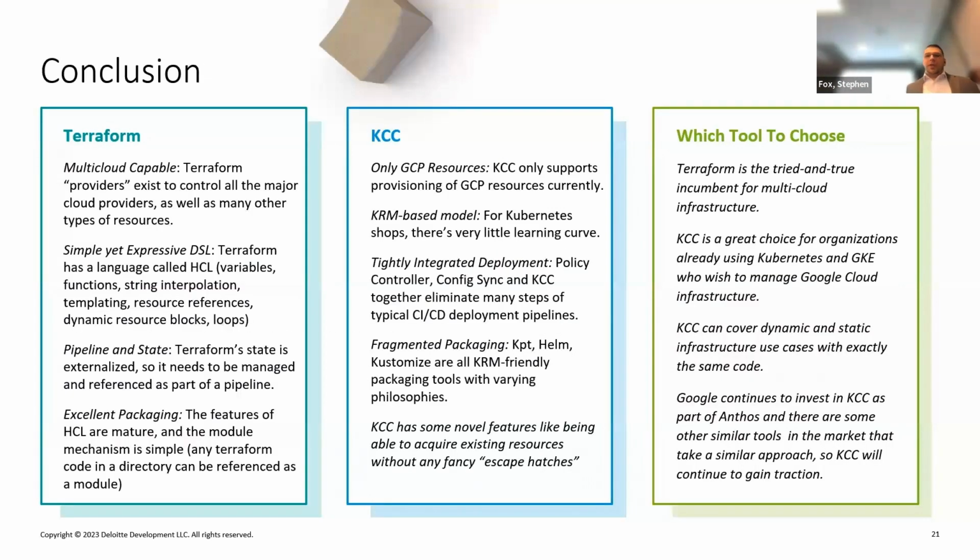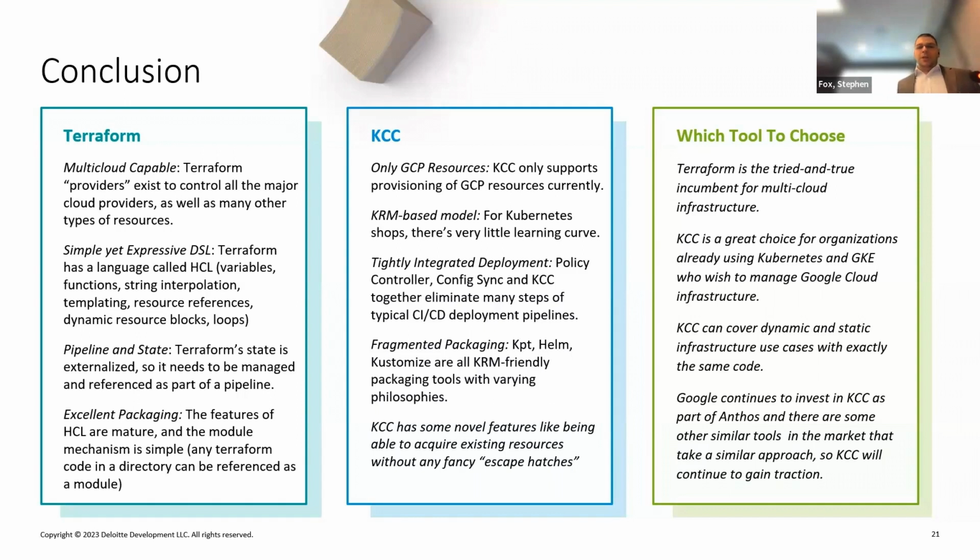When choosing between Terraform and KCC, the obvious reason to use Terraform over KCC is that Terraform can provision resources on many different providers, whereas KCC is currently only focused on GCP resources. Terraform has a simple and easy to use domain-specific language. It's a custom language, but it's a very strong and expressive language, and it has developed quite a bit over the past few years into a pretty powerful language. You can have for loops and different kinds of expressions within the language itself, whereas KCC is just simple YAML.